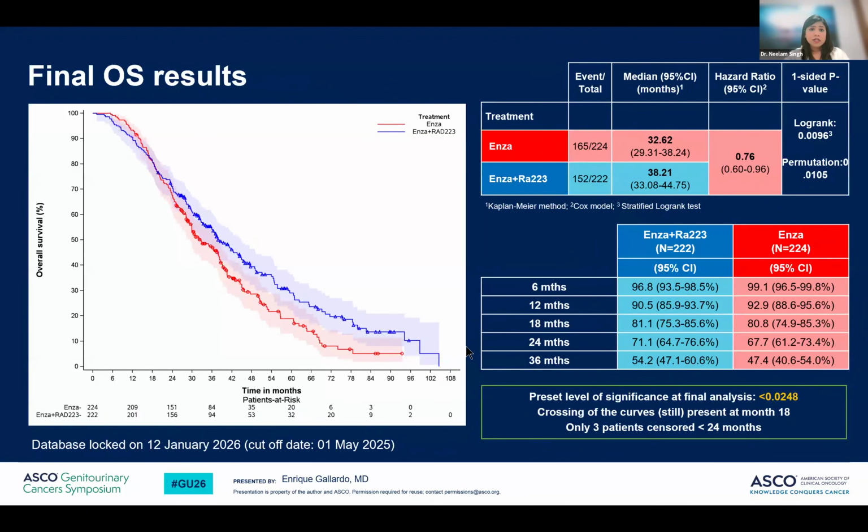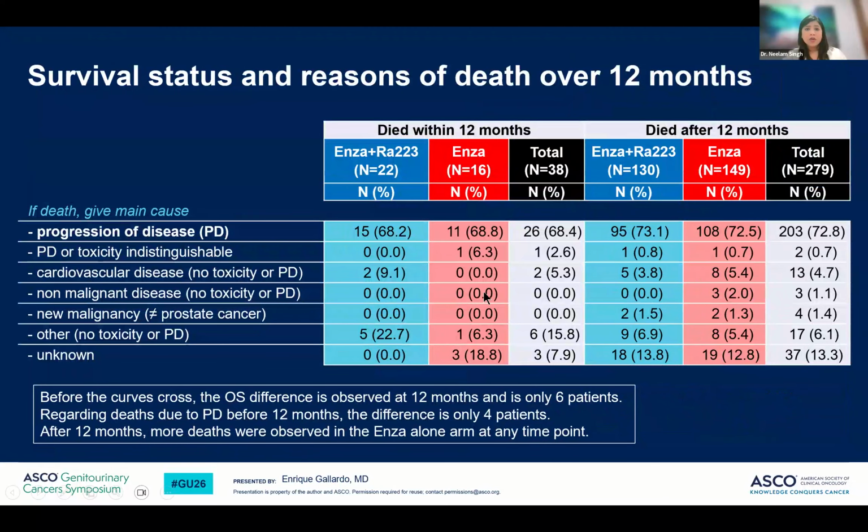Looking at the final overall survival results, the separation of curves is more noticeable after about 12 to 18 months. So it does show that the radium-223 effect increases over time. We can see a hazard ratio of around 0.76, and we can also see the benefit over 6, 12, and subsequent months. Looking at the survival status, before the intersection of the curves, the overall survival difference observed at 12 months is only 6 patients. Regarding deaths before 12 months, the difference is just 4 patients, whereas beyond 12 months, deaths increase more in the ENZA alone arm.